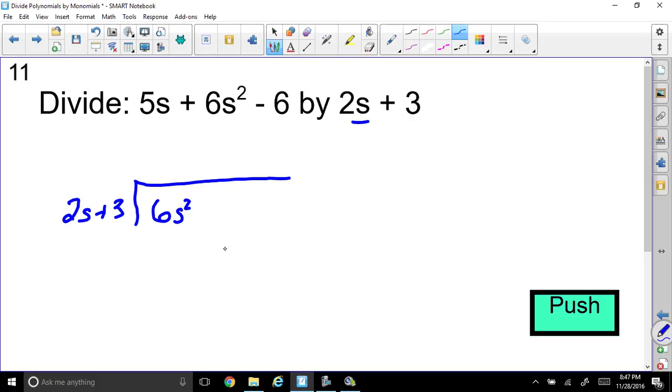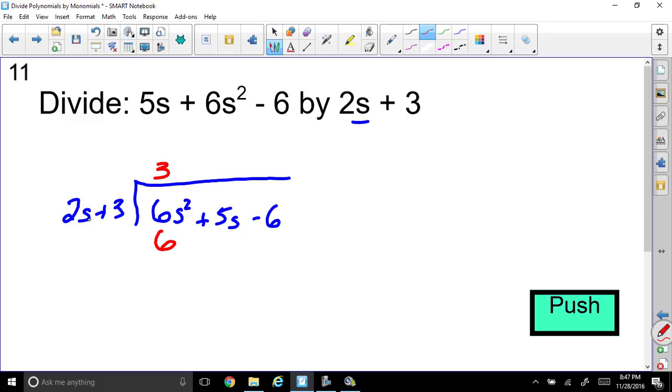So now I'm going to take that 5s, put that over here, and leave my negative 6 at the end. Now you should be able to divide. And I'll even give you a head start. 2 goes into 6 how many times? 3 times. Because 3 times 2 is 6.